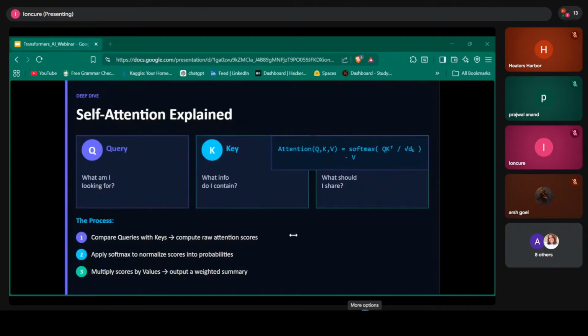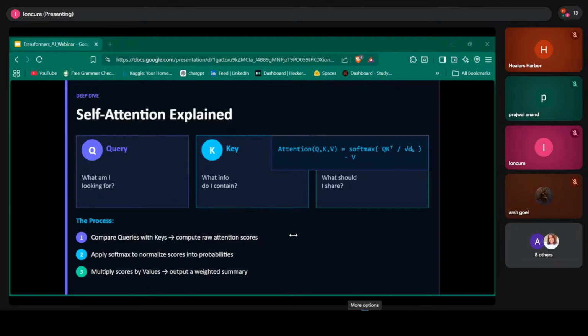So let's go a bit more theoretically. In self-attention, every word creates three things: a query, a key, and a value. Query means what am I looking for, a key means what information do I have, and a value means what should I share. The model compares the query against every key in the sentence and generates an attention score, then uses those scores to combine the values into a rich output.